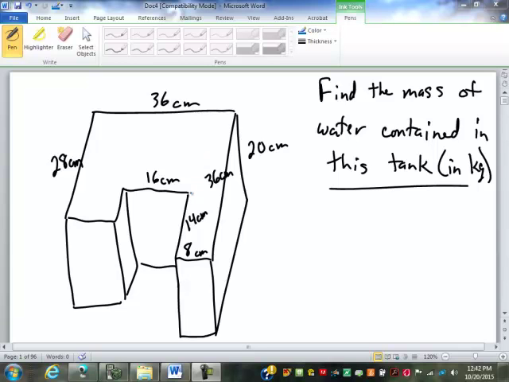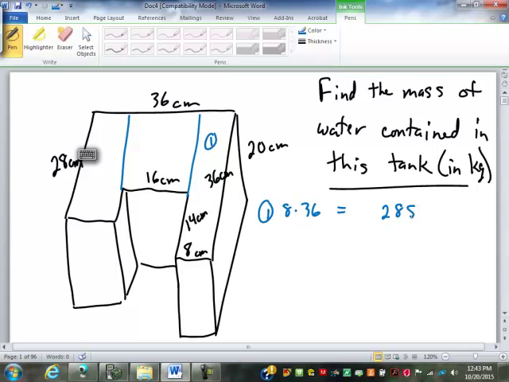So I'd probably divide this up like this. It doesn't matter. There's a lot of ways you can divide it up. I'm going to do it that way. So this first piece here is 8 by 36, which is going to give us what? 288, I believe. Centimeters squared. Somebody double check that for me.